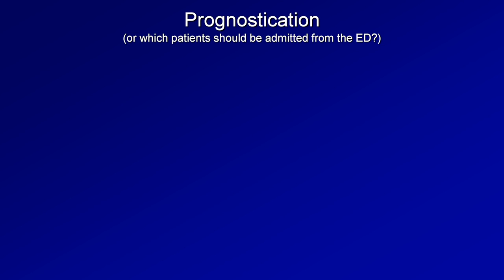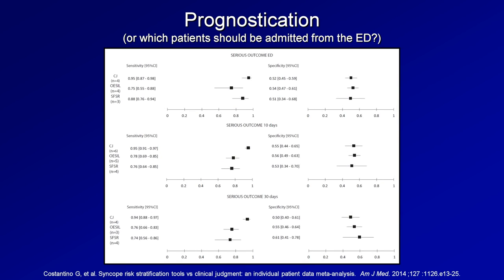To see how good these prediction rules were at identifying high-risk patients, a paper was published in 2014 comparing them against clinical judgment. Here's what was found. In terms of specificity, clinical judgment and the risk scores all performed equally well at predicting which patients would have serious outcomes in the ED at 10 days post-presentation and at 30 days post-presentation. But in terms of sensitivity, clinical judgment outperformed both risk scores at the later two time points.